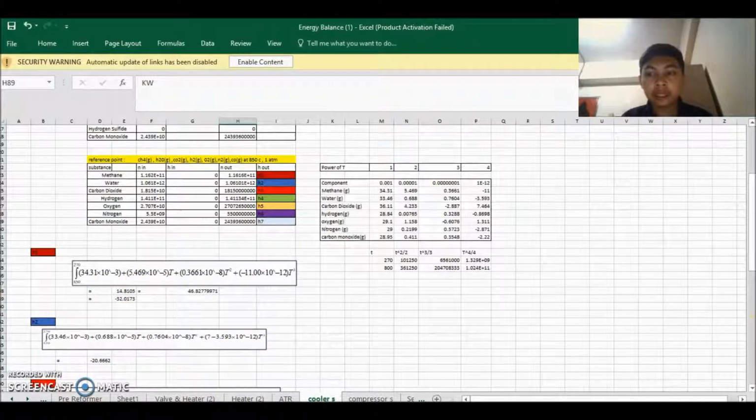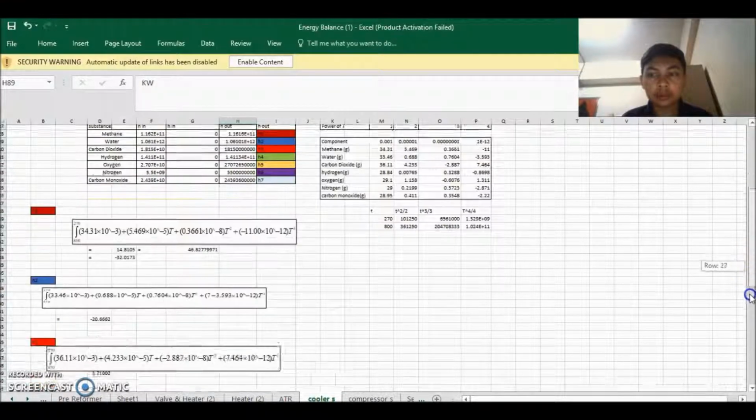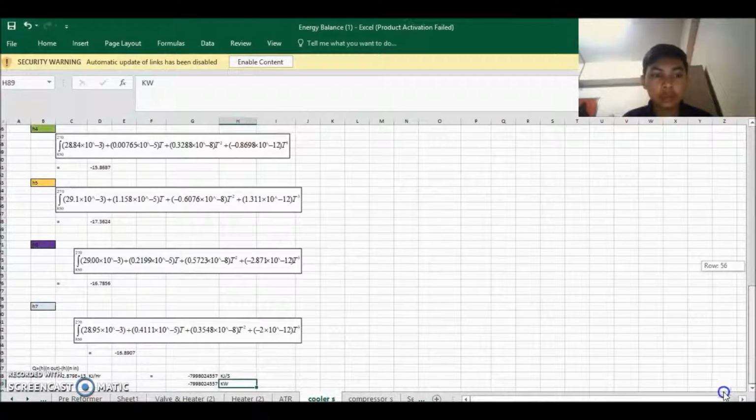Okay, this is the value that I get for Q. Q equals nH. So I get a negative value because heat is released to the surroundings, more than the heat required for the operation.